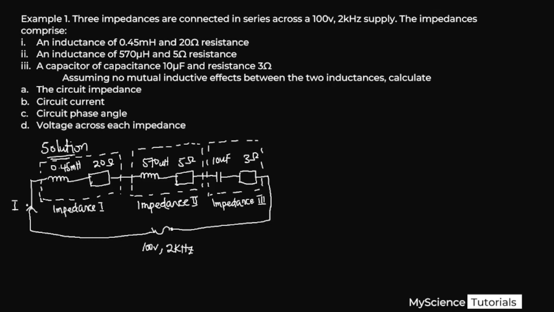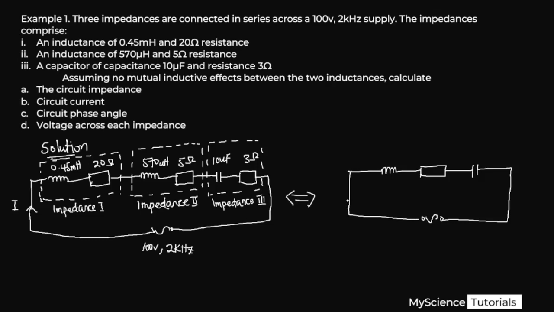Now if we look at this circuit, the impedances have some components that are common. We have an inductor here, an inductor in the second impedance. We have a resistor across them all, and then we have one capacitor. So we can simplify this circuit to a much more simplified version, which would just have an inductor connected to a resistor, which is also connected to a capacitor, and then connected to a source of voltage.